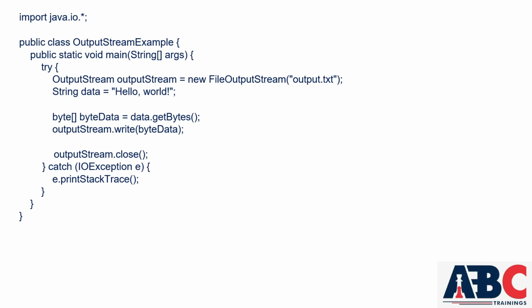Then the string data is created. Pass the string "Hello World". Then the byte data is created with data dot getBytes. Then outputStream dot write with the byte data. Then the output stream is closed, and we add the catch block and pass the exception. And then we add the printStackTrace function.